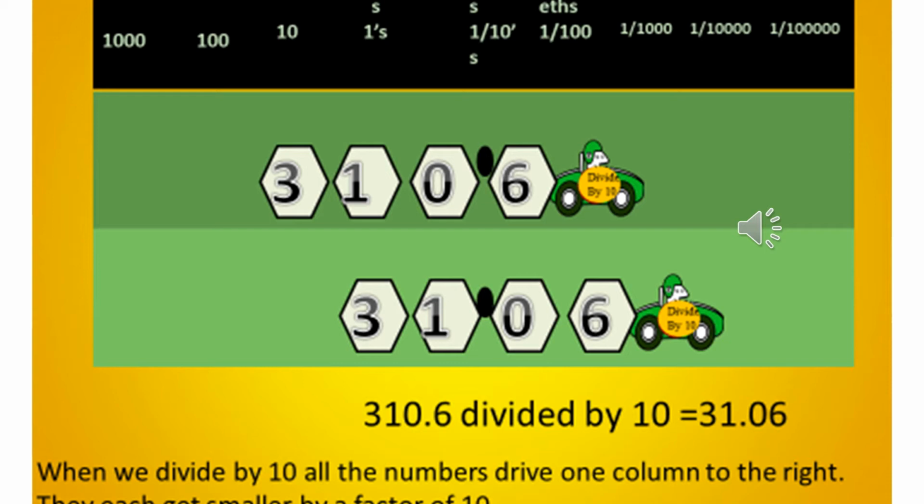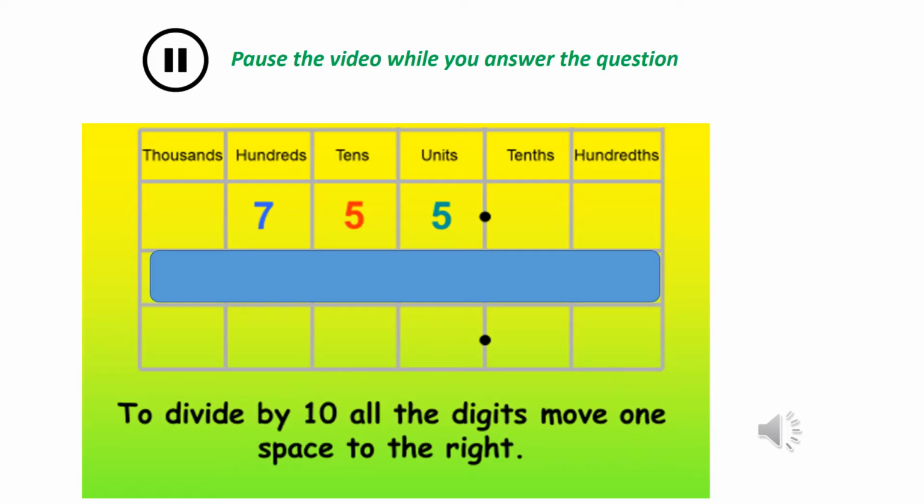So 310.6 becomes 31.06. So again, it's your turn. Using the place value grid if you need it, can you divide this number by 10?